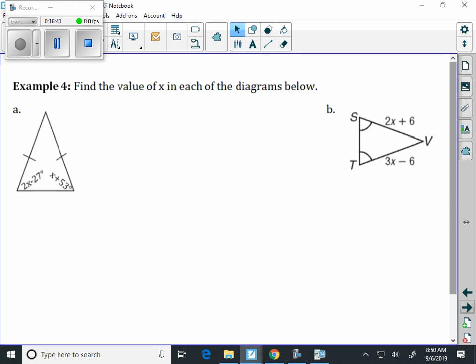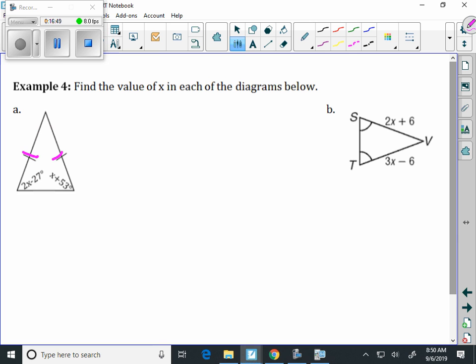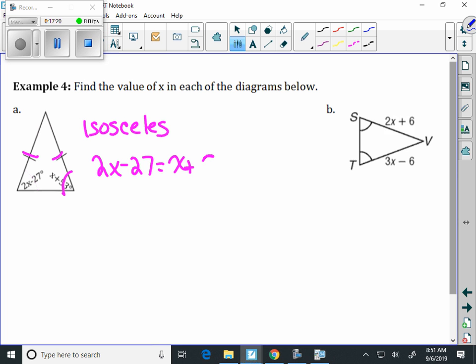And on letter A, we've got our two tick marks here. And because of that, this is an isosceles triangle. And then what we can say, because those two sides are congruent, the angle opposite each of those sides, those are also congruent. So when we set this up, I need to be able to see it, but it's 2x minus 27 equals x plus 53.